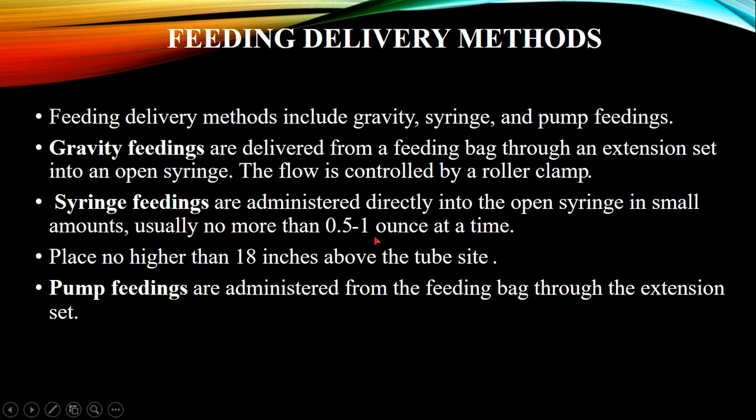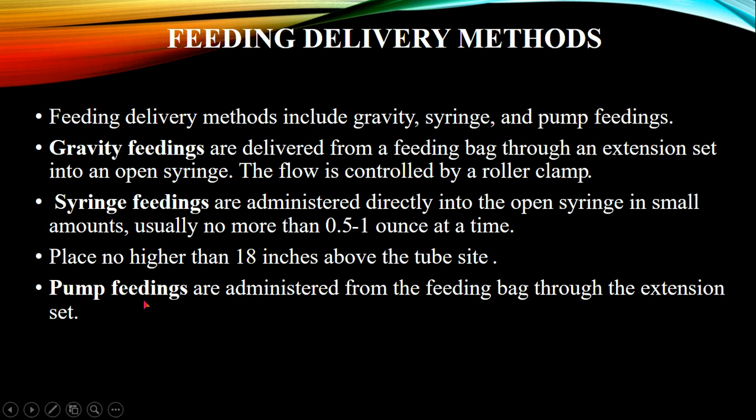One ounce is 30 ml, and we should not push more than 30 ml at one time. Place the syringe no longer than 18 inches above the tube site. So once we hold this syringe, it should not be above more than 18 inches. Then pump feedings are administered from the feeding bag through the extension set.